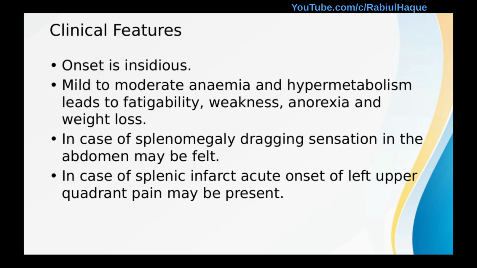Regarding clinical features, always remember the onset of chronic myeloid leukemia is insidious. Mild to moderate anemia and hypermetabolism leads to fatigability, weakness, anorexia, that is loss of appetite, and weight loss. In case of splenomegaly, that means enlargement of the spleen, dragging sensation in the abdomen may be felt. In case of splenic infarct, acute onset of left upper quadrant pain may be also present.